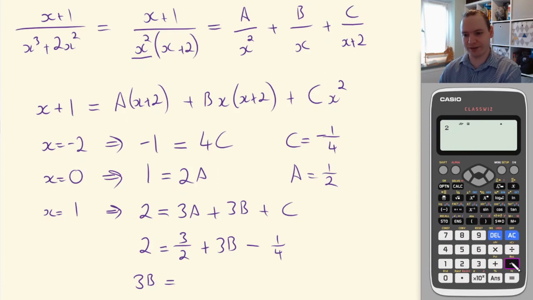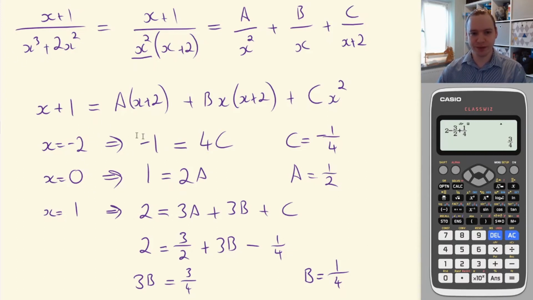You can always use a calculator to double check these if you want to, because it's there, and it's always worth doing that little extra bit of checking on your calculator, because it doesn't take very long to do. And this is going to give us that b equals 3/4 divided by 3, which is going to be 1/4. So I've got my a, b, and my c, 1/4, 1/2, 1/4, and -1/4.